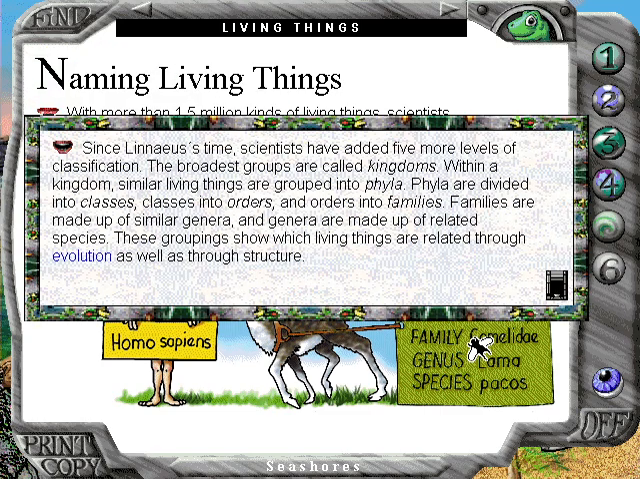Since Linnaeus's time, scientists have added 5 more levels of classification. The broadest groups are called kingdoms. Within a kingdom, similar living things are grouped into phyla. Phyla are divided into classes, classes into orders, and orders into families. Families are made up of similar genera, and genera are made up of related species. These groupings show which living things are related through evolution as well as through structure.